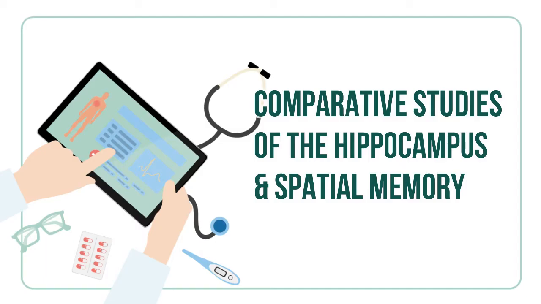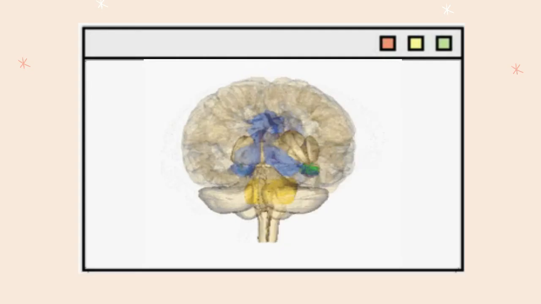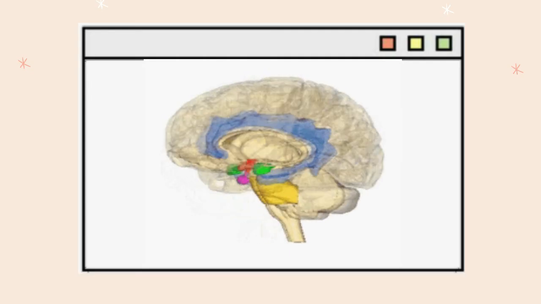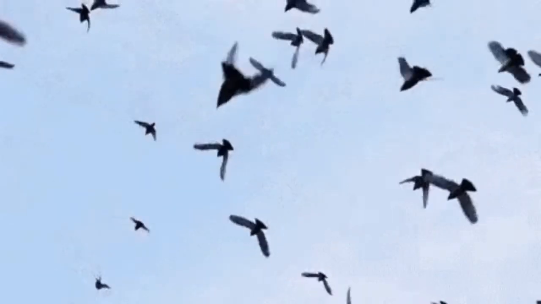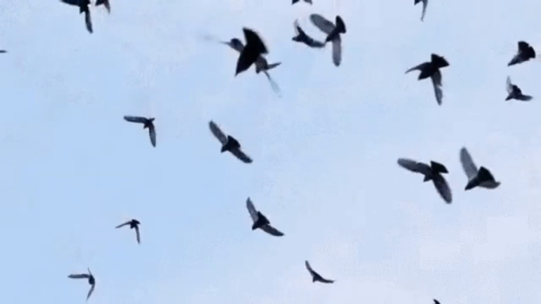The comparative studies of hippocampus and spatial memory. There is evidence that the hippocampus plays a role in spatial memory. Studies show that food-caching birds tend to have larger hippocampuses than related non-food-caching species.